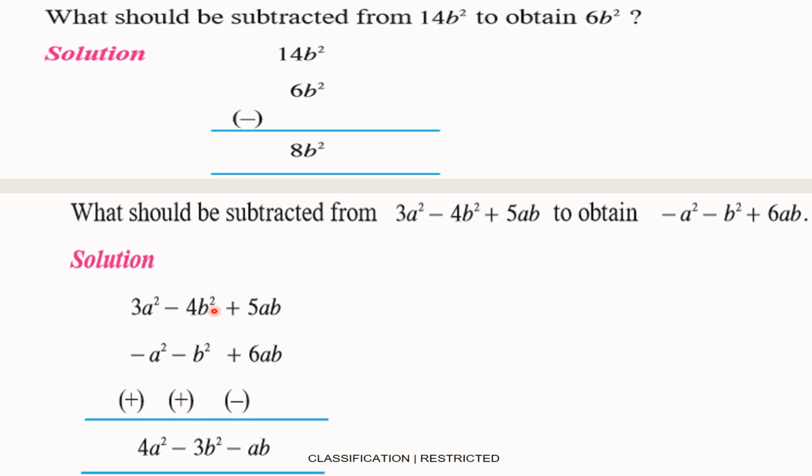So, minus 4 plus 1, so minus 3b squared. And plus 6ab: what is the change of sign? Minus 6ab. Okay, you put it next here. And plus 5ab minus 6ab. Therefore, minus 1ab. So, you can simply write it as minus ab. Therefore, 4a squared minus 3b squared minus ab is the answer.